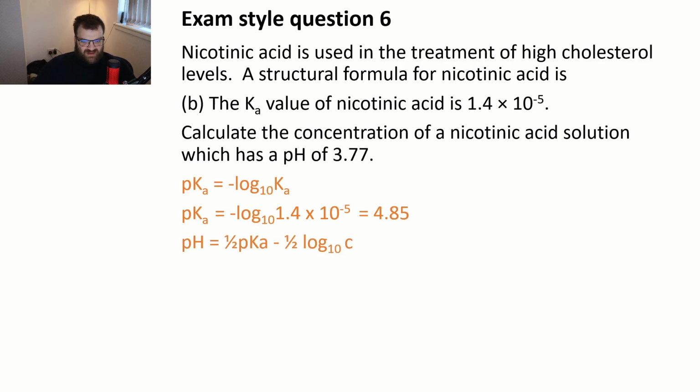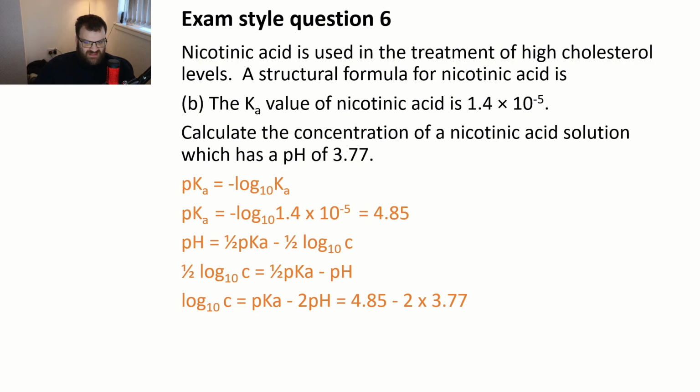That then allows us to use pH equals half pKa minus half log to the base 10 of C. So doing some moving around, we get to a value for pKa minus 2pH. And then we want to take 10 to the power of whatever that value was. The calculator will tell us that is 0.002, with a wee bit of rounding. You can do it all in one go. There might be other ways you prefer to rearrange it, but that would be the answer we'd get.